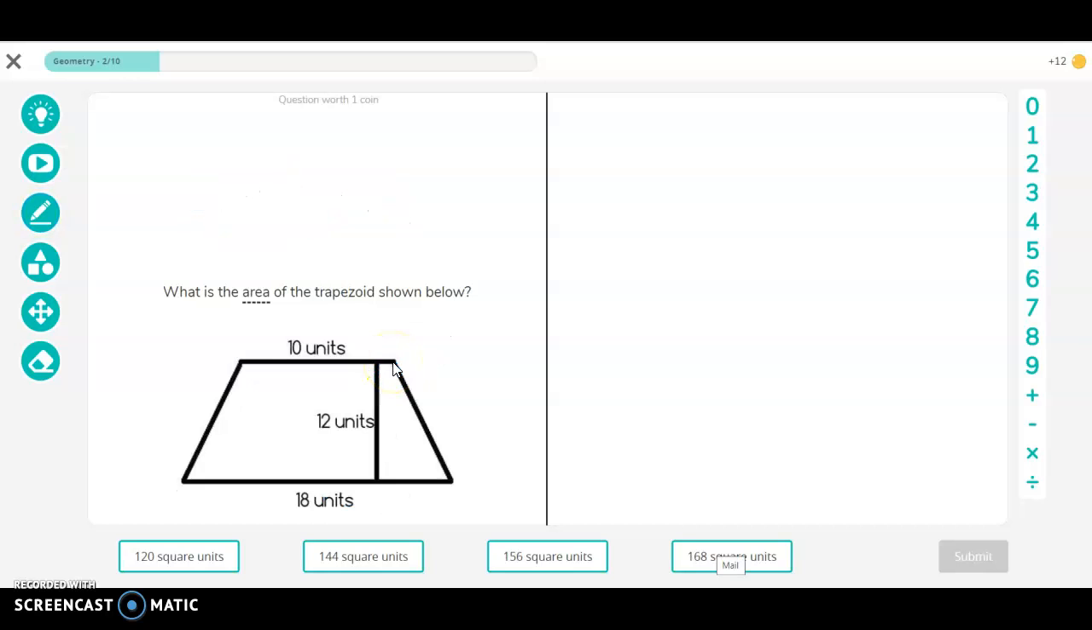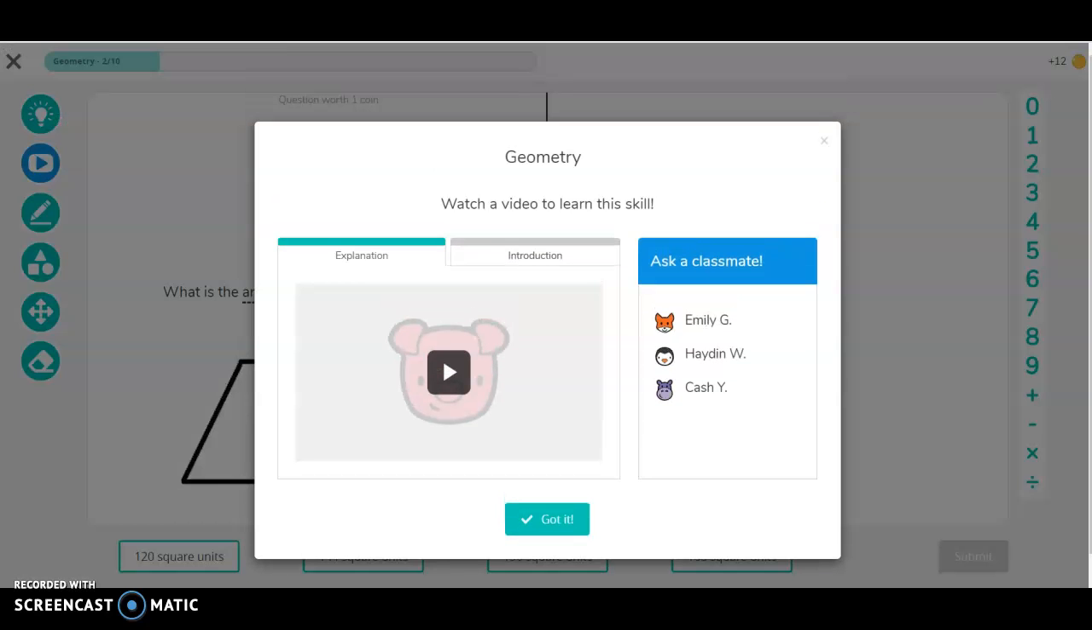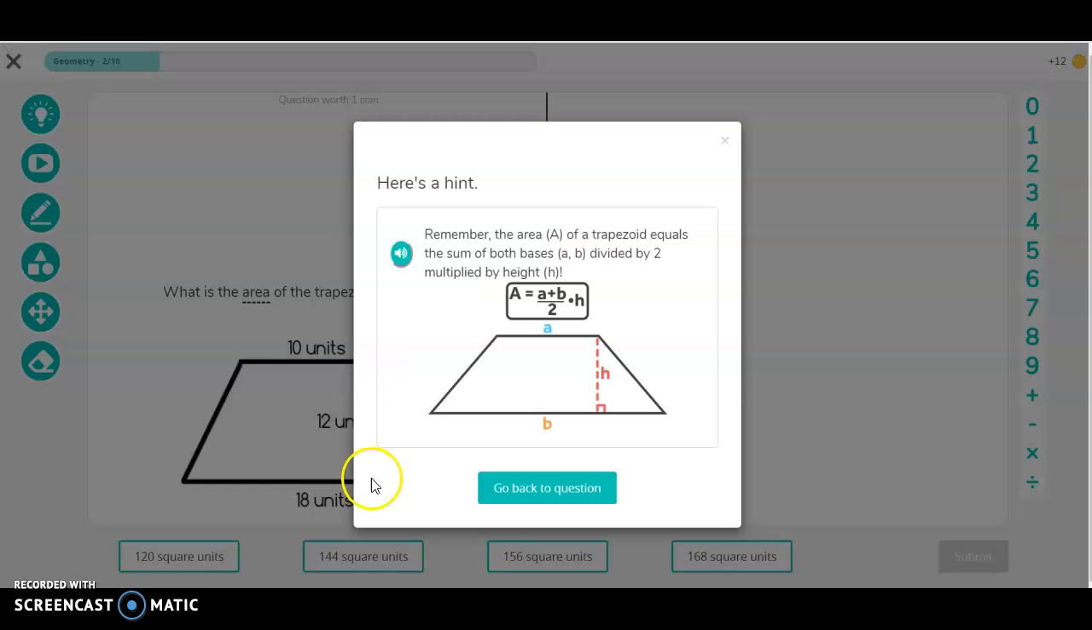Alright, area of a trapezoid is a little bit different. So, go ahead and show you how this is done. Alright, so here's the hint. We have area is equal to A plus B. So you can see they show you A here and B here. Divide that by 2 and then multiply by the height.